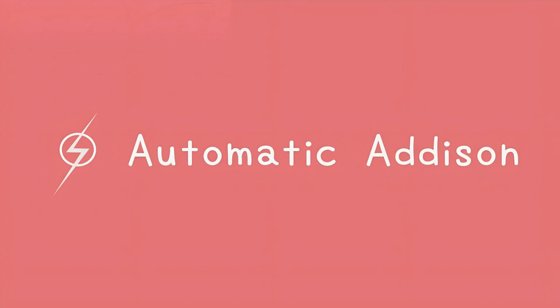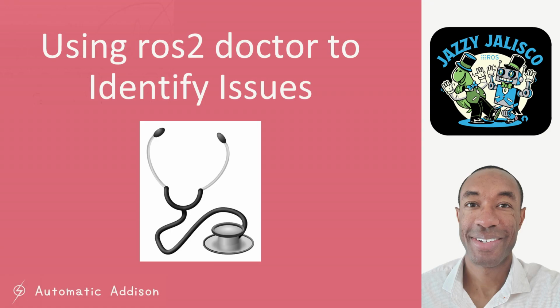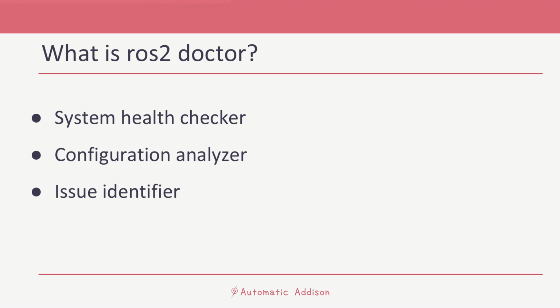In this tutorial, we will learn how to use the ros2 doctor command to identify and diagnose issues in a ros2 system. The purpose of ros2 doctor is to check the health and configuration of your ros2 setup. It analyzes various aspects such as environment variables, network configuration, and running systems to identify potential issues or warnings.